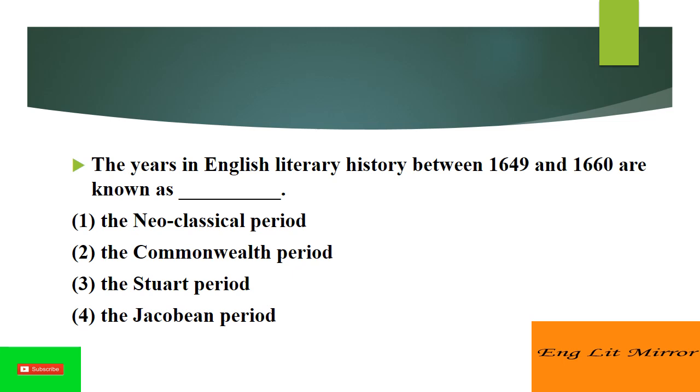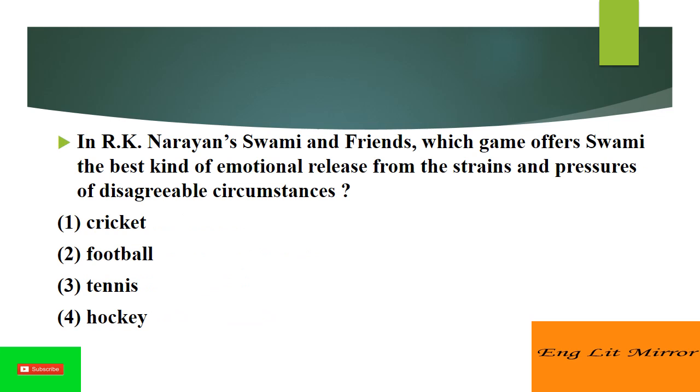The years in English literary history between 1649 and 1660 are known as, answer is option 2, the Commonwealth period. In R.K. Narayan's Swami and Friends, which game offers Swami the best kind of emotional release from the strains and pressures of disagreeable circumstances? Answer is option 1, cricket.